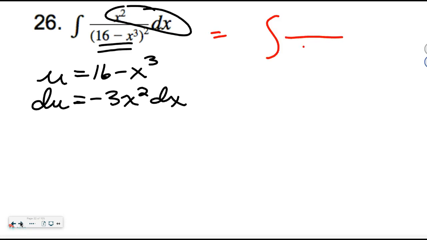Our u was on the bottom, and it was squared. So that's what I've got going right here. I need to replace the x squared dx only. Look at the box I'm putting it in right here. That's what needs to get replaced. So this needs a fraction correction.